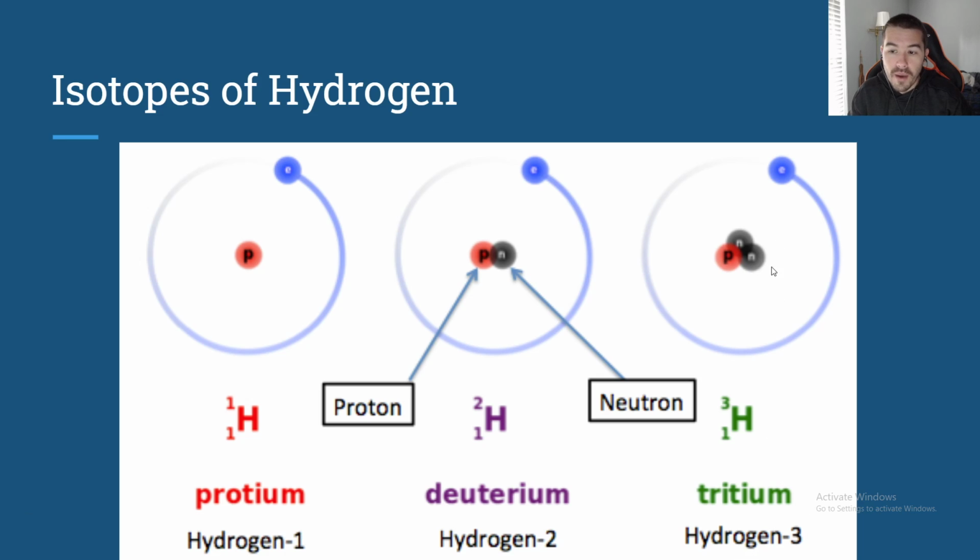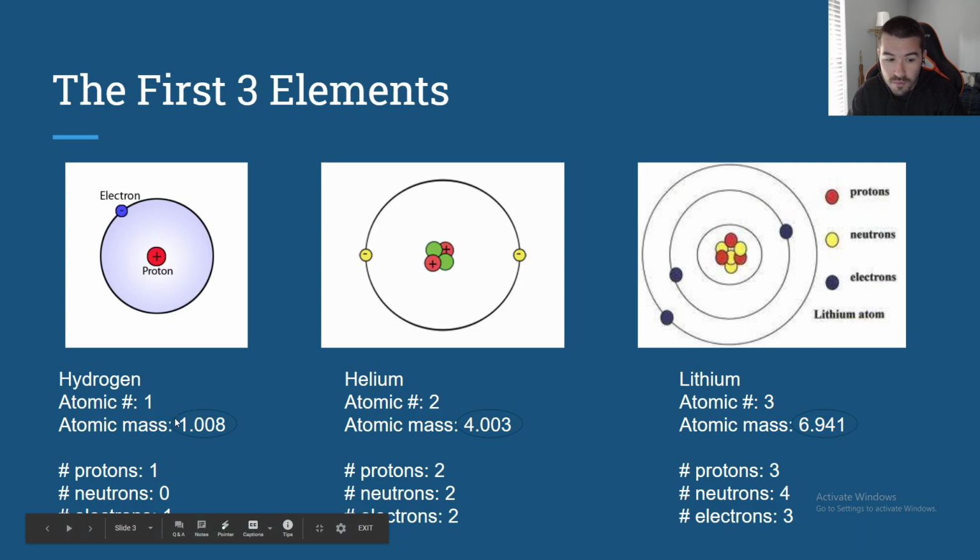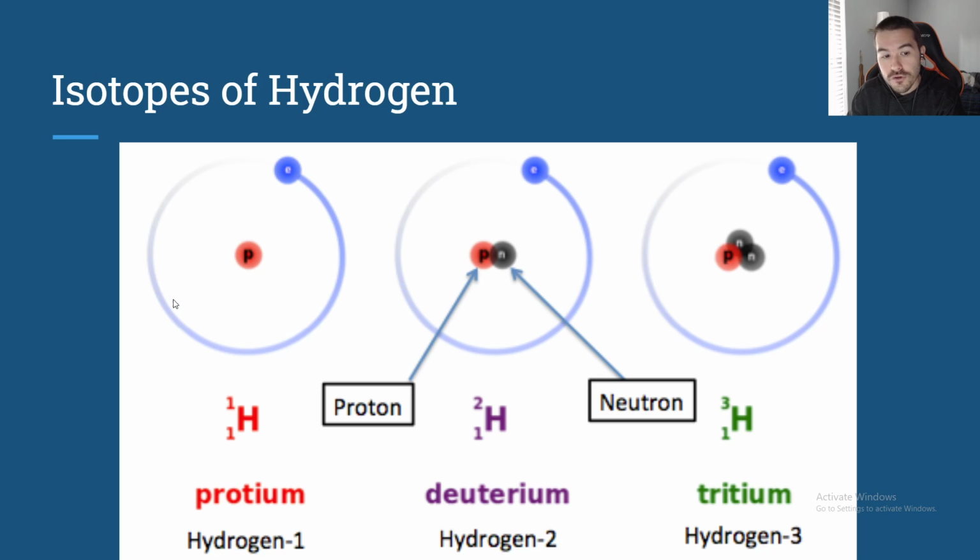If I asked you what the mass of this was, it's 3, because it's the number of protons plus the number of neutrons. It is not this number right here. So even though the periodic table says that hydrogen has a mass of 1.008, this is an average of all the different isotopes. What this number really means is that the average is very, very close to 1, because this version of hydrogen is so much more common than these two.